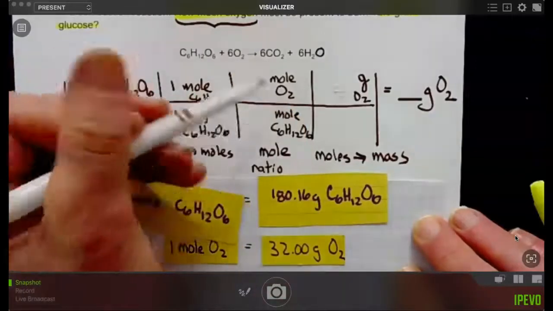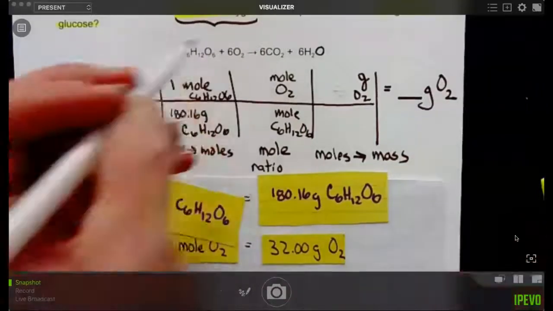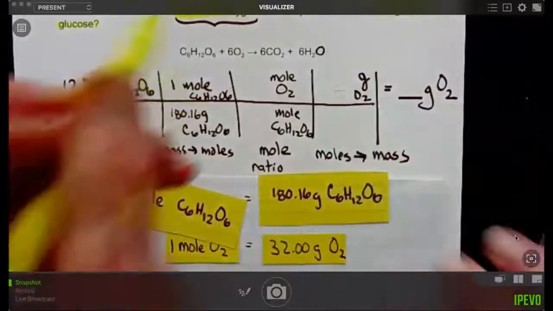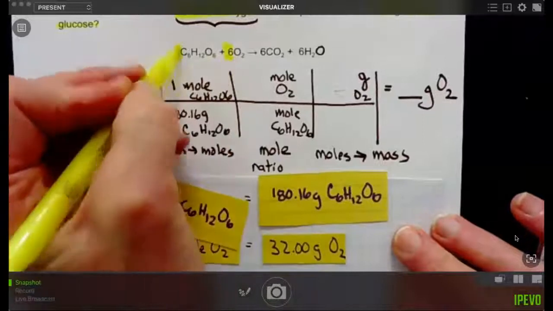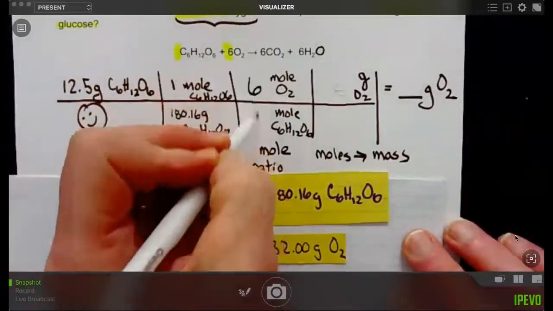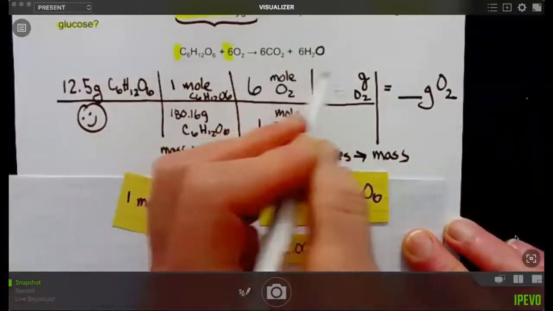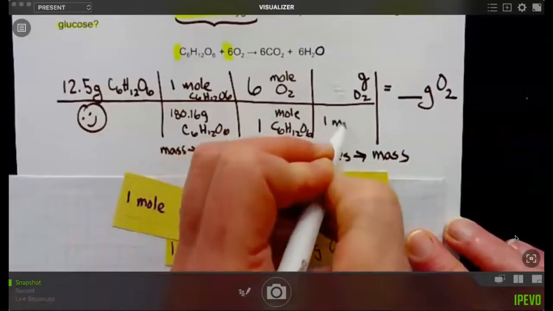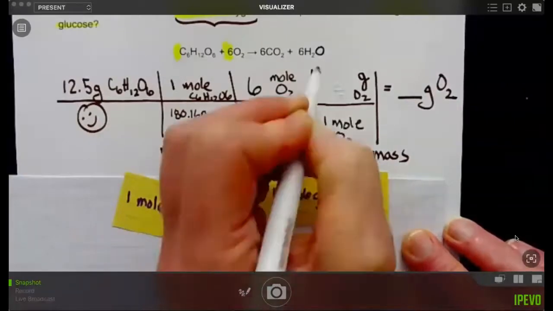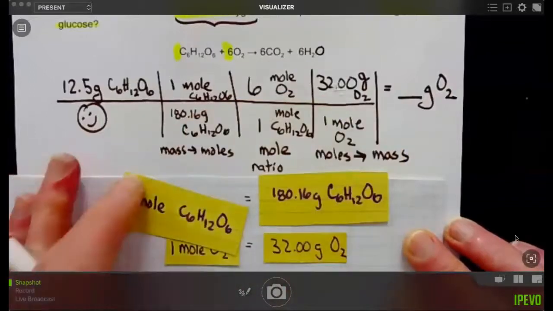Here's where we had the most trouble. This is where we have to look on the balanced chemical equation to see the relationship. There's 6 moles of oxygen and 1 mole of sugar. 6 and 1. Then we can go from moles to grams. 1 mole of O2 is 32 grams. That's the molar mass. That's from right here.